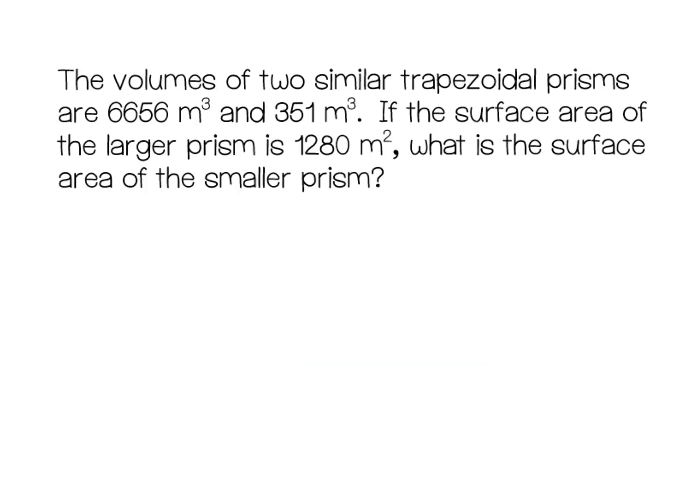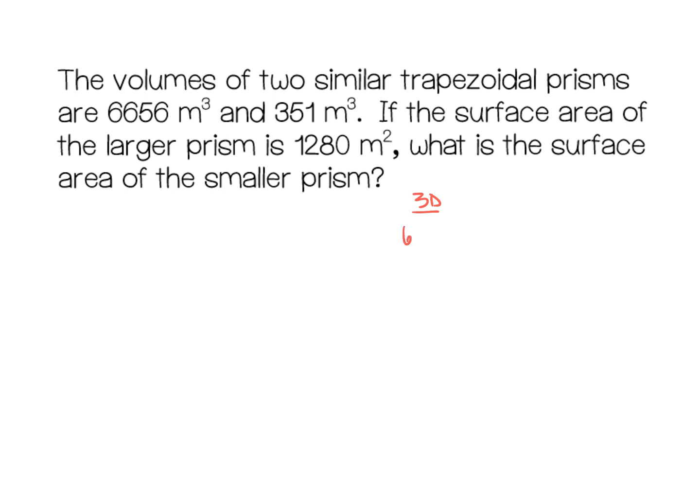All right, last problem. The volumes of the 2 similar trapezoidal prisms are 6,656 cubic meters and 351 cubic meters. If the surface area of the larger prism is 1,280 square meters, what's the surface area of the smaller prism? So this time we're starting in 3 dimensions, right? We're starting with volumes. I'm going to start with volume.